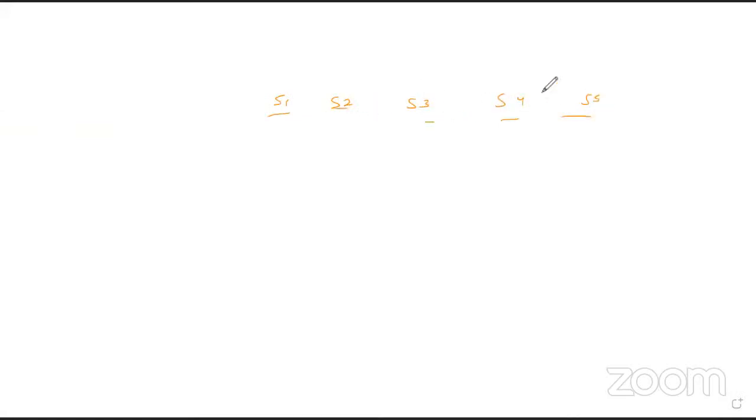So student 1 has 3 options, either to say yes or no, or to refuse, right? Similarly, student 2 will have 3. Each has 3, right? So it's nothing but 3 raised to the power 5. Got it, sir.